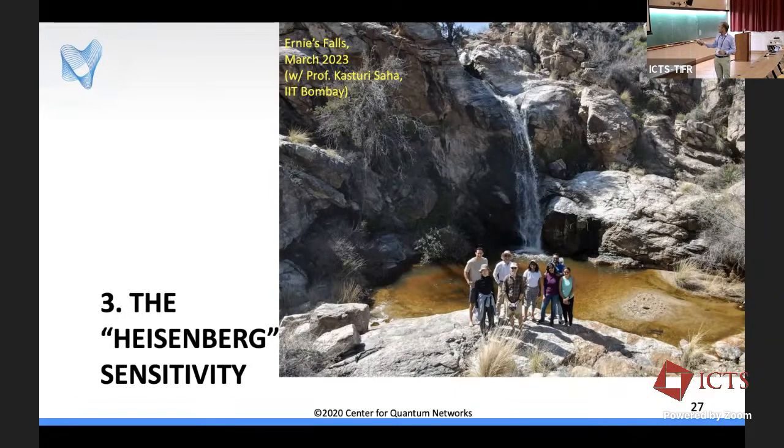This is a hike we did with Kasturi when she visited my group for a couple of weeks, a few months back. And this beautiful waterfall, then I remember going back to that same location in a couple of months and there was no waterfall and no water over here. So Tucson goes through these cycles of rainfall, sometimes you can have completely different scenery when you visit at different times.